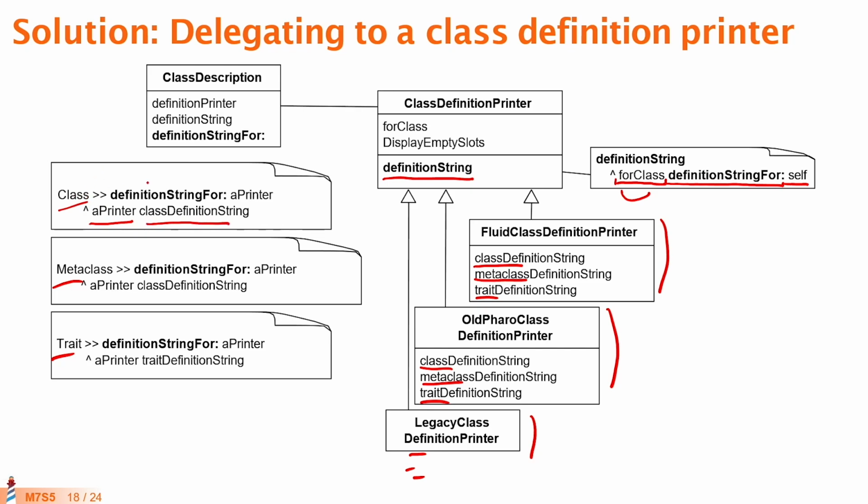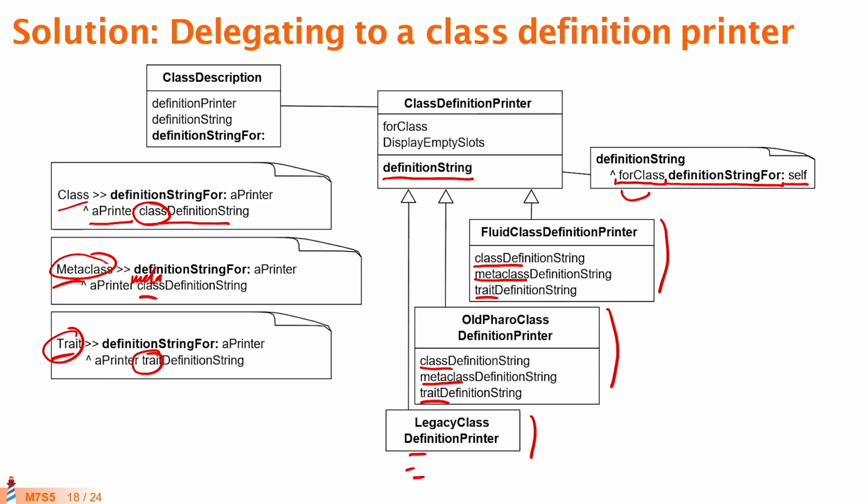So when I am a class, I will ask the printer, oh, display me as a class. When this is a metaclass, I would say to the printer, oh, there is a bug here. This is a metaclass, I should say metaclass, can you... and when this is a trait, print me as a trait. So what you see is that we have a double dispatch.